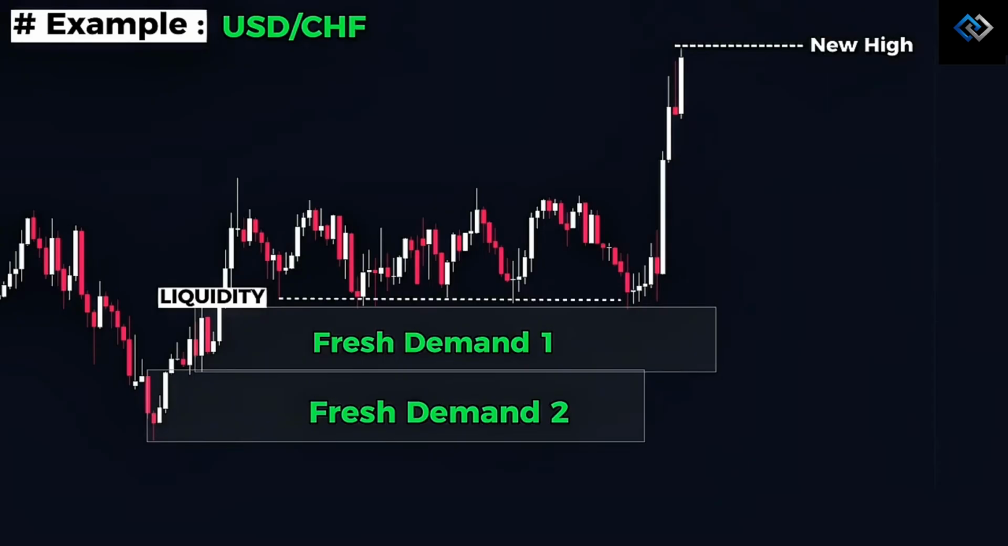And that right there is the core concept, using a structured entry model to avoid inducement traps and stopouts, allowing you to trade from the highest probability zones. These principles aren't just theory, they've produced consistent results.